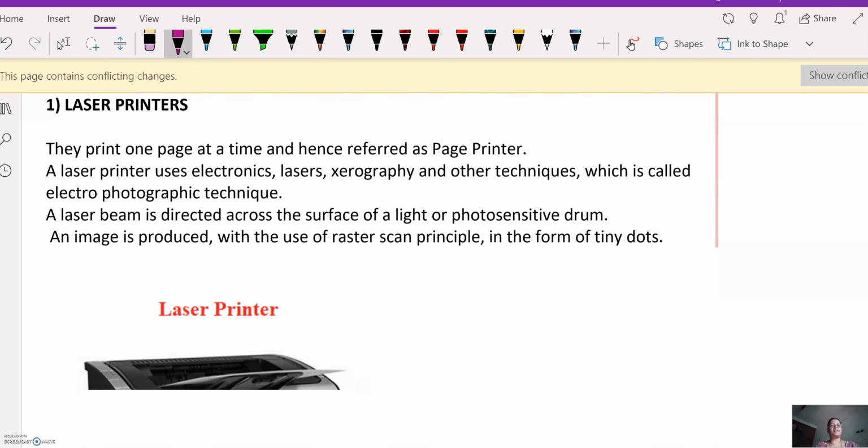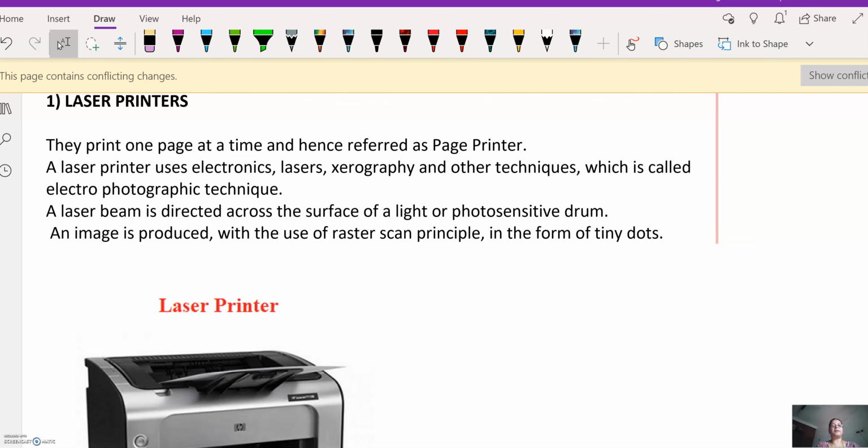The first of its category is the laser printer. Here the printer will be able to print one page at a time, and hence it is referred to as a page printer. So the character printer prints a character at a time, the line printer prints a line at a time, whereas this laser printer will be able to print one page at a time.